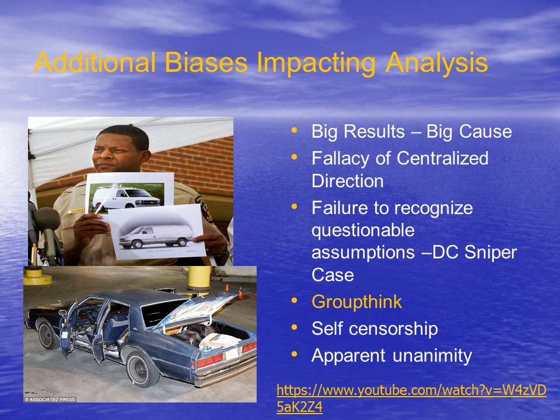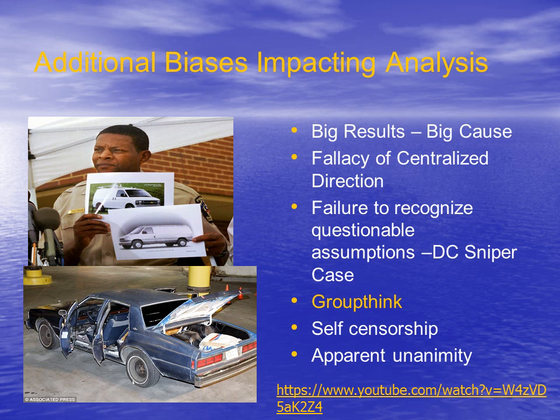Let me jump to the fallacy of centralized direction. That's explained very clearly in the book as far as the failure to recognize questionable assumptions. I like group decision making. We're talking about groupthink. Most people, and I'm a believer of this, think that two heads are better than one. But the reality is that group decision making is not always better than that of individuals. In some cases, it might be worse. And there's a phenomenon called groupthink, and some of you might have heard this.